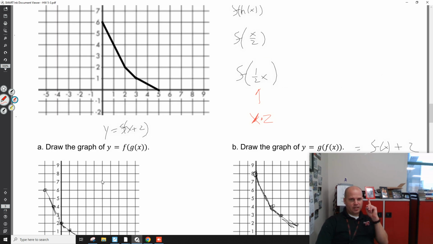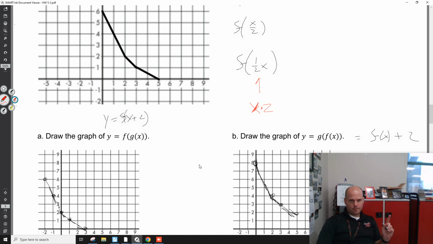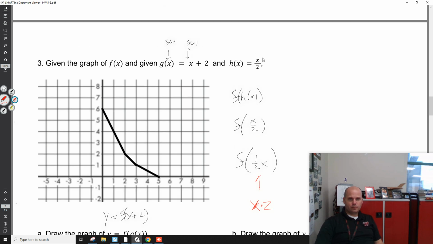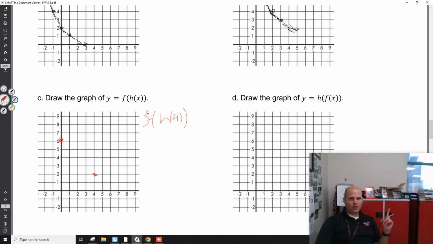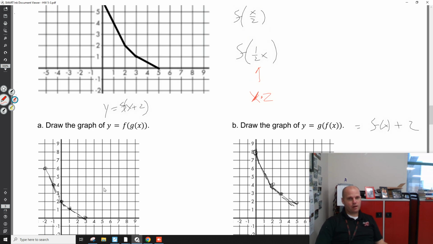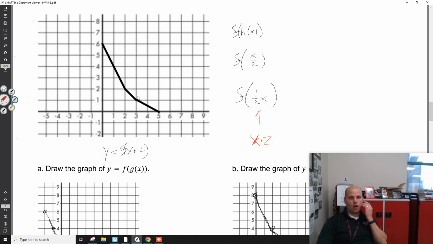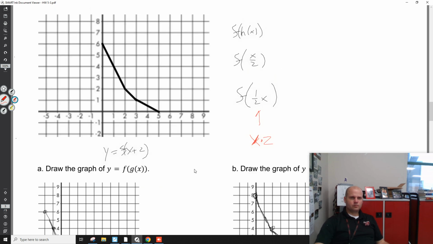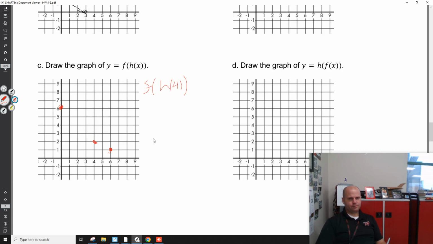Does this make sense? If I plug in 4, oh, this is great. f of h of 4. h of 4 is 2. f of 2 is 2. f of h of 4 is 2. This is really nice. I really actually am digging this. 3, 1 becomes 6, 1. 5, 0 becomes 10, 0.